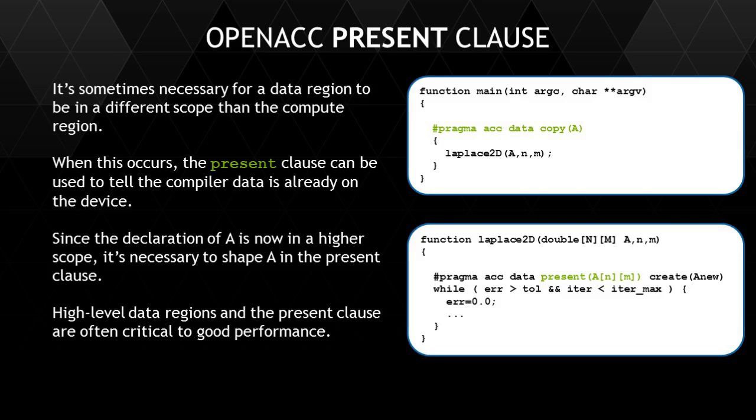So as you develop your code, frequently it'll take a very bottom-up approach. We'll accelerate the loops at the bottom, and then we're going to move our data higher and higher up the call tree in order to get good performance. And that's a very common approach when using OpenACC.